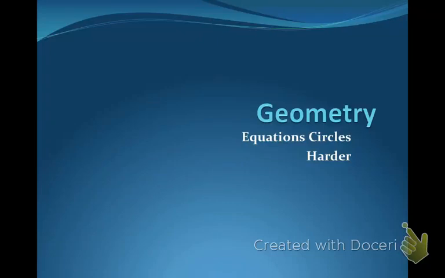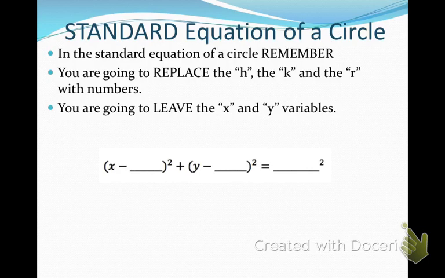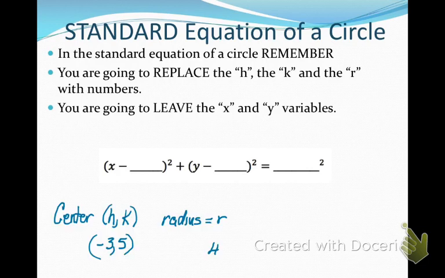Now that you've had an opportunity to write the equation of some simple circles, let's ramp it up a little bit. But before we do, remember, in a standard equation of a circle, you are going to replace the h and the k, which is the center of the circle, and the radius with numbers. So in this case that I'm giving you, the center of the circle, (h, k), is (-3, 5). My radius is 4.